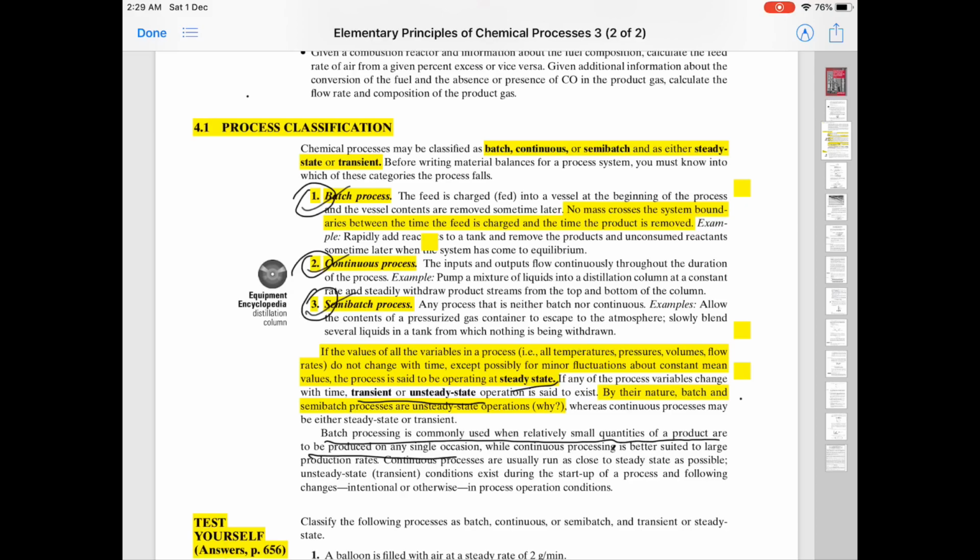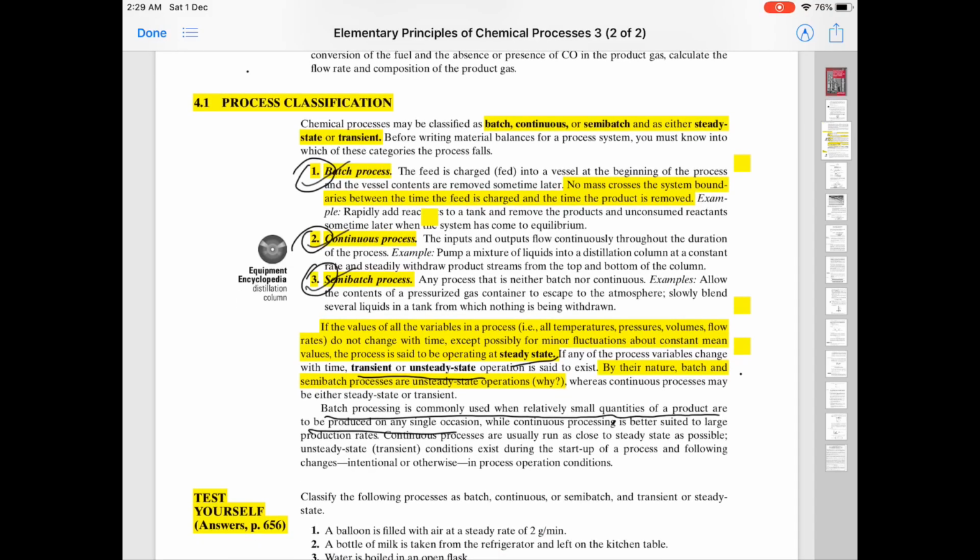Welcome to the course Chemical Engineering Process Calculation. Today's topic is material balances.